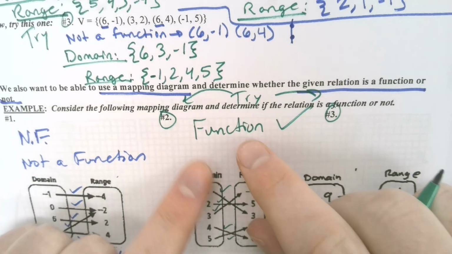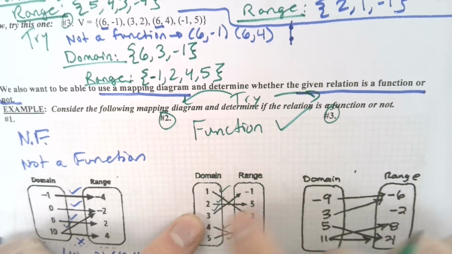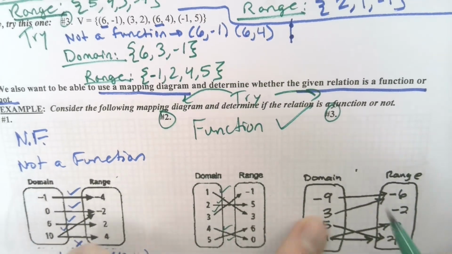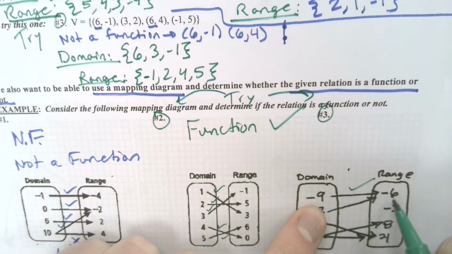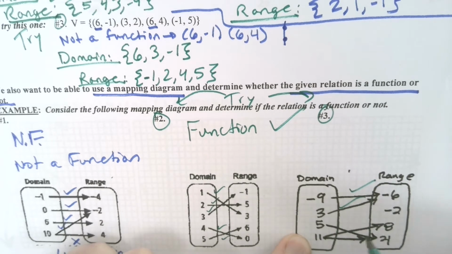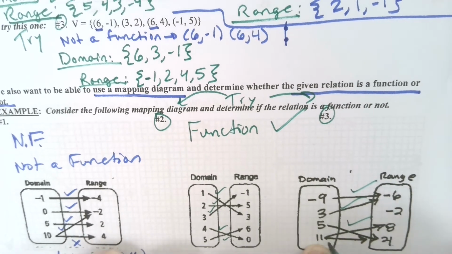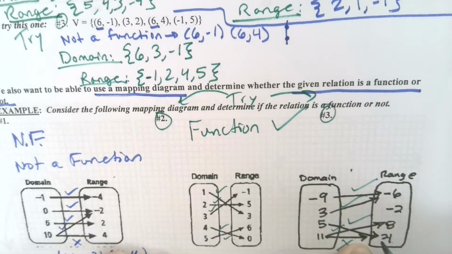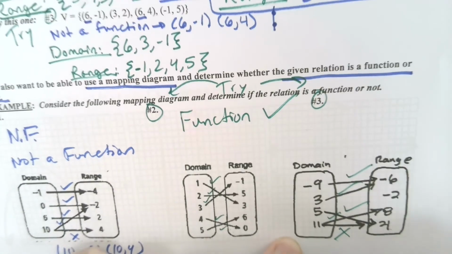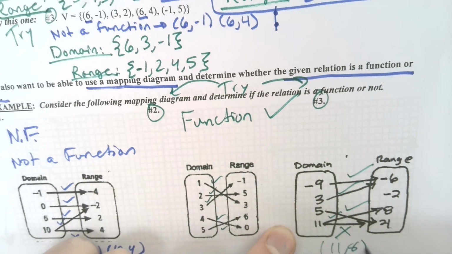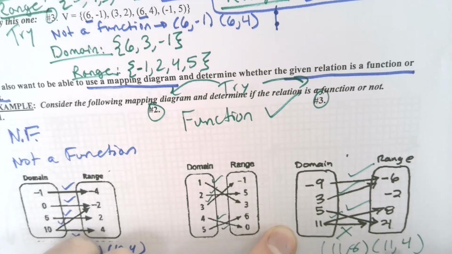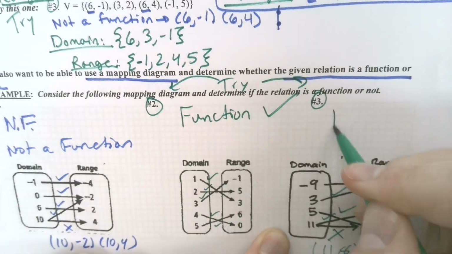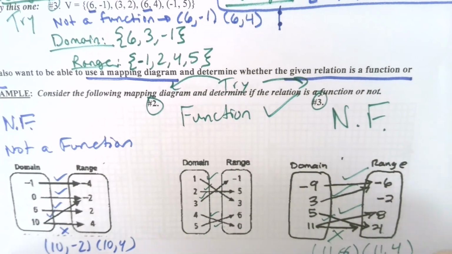Okay, number 2 is a function. Every x goes only to one y. Number 3, -9 goes to -6, 3 goes to -6, 5 goes to 4, 11 goes to 8, and oh no, 11 also goes to 4. We've got 11 showing up in 2 different points. That is not a function.